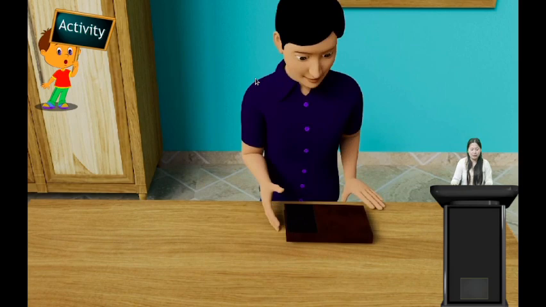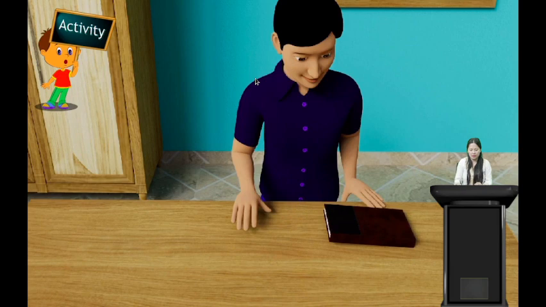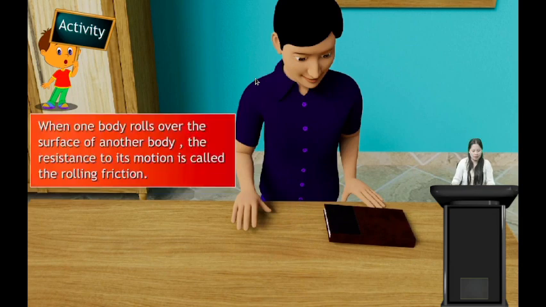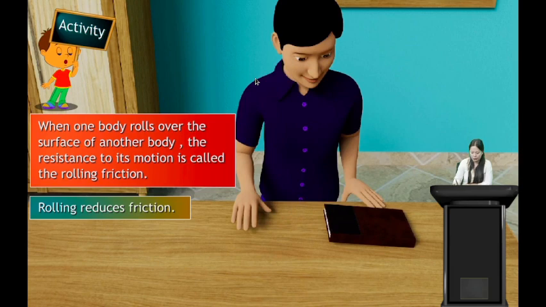Now you will see that it is easier to move the book when it is placed on top of the pens. Yes? So when one body rolls over the surface of another body, the resistance to its motion is called the rolling friction. So here the book is rolling with the help of the pens, right? The pens roll below, so it is easier to move the book. So rolling reduces friction.